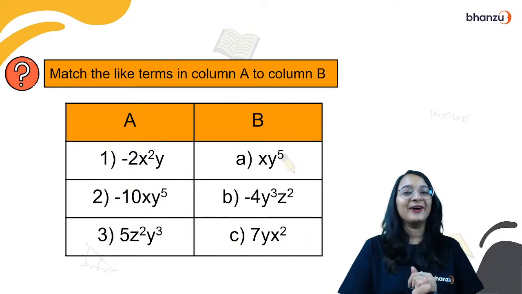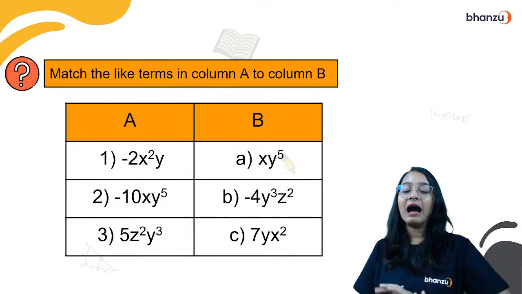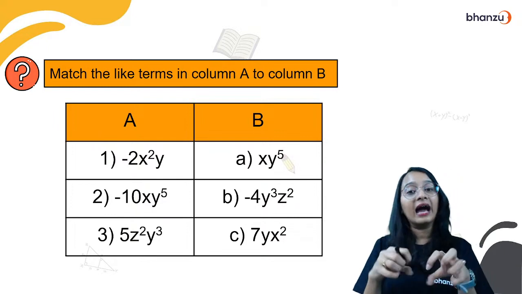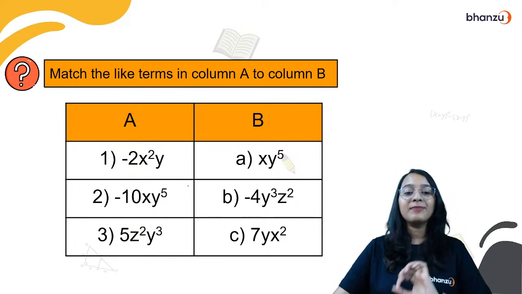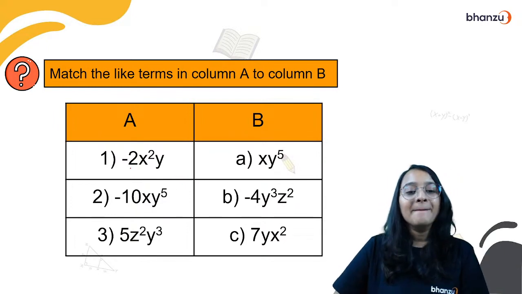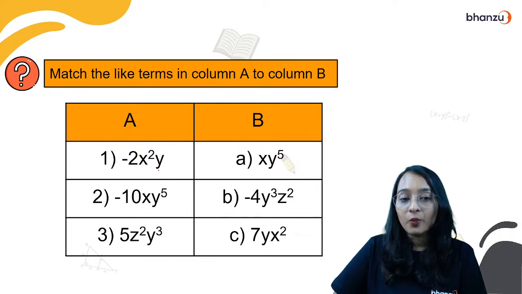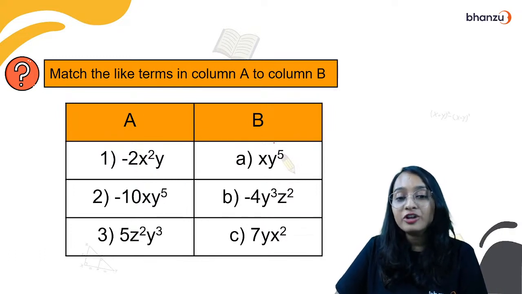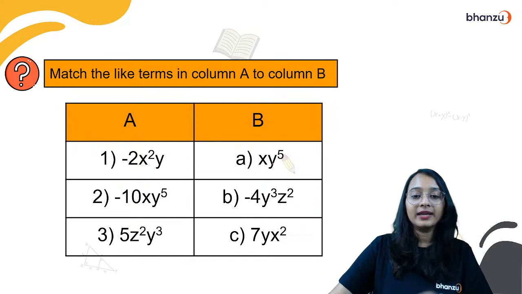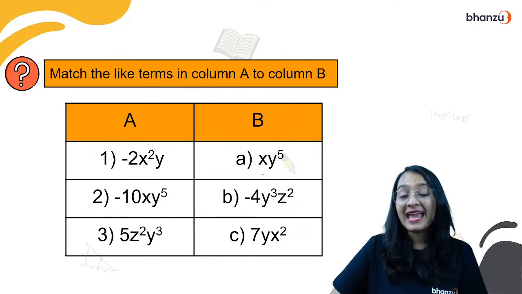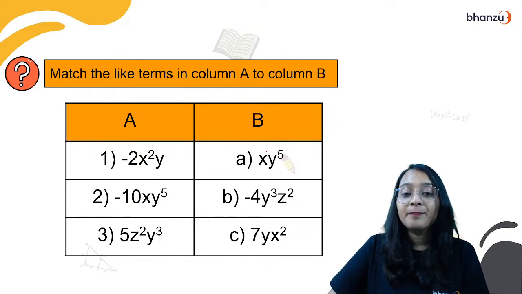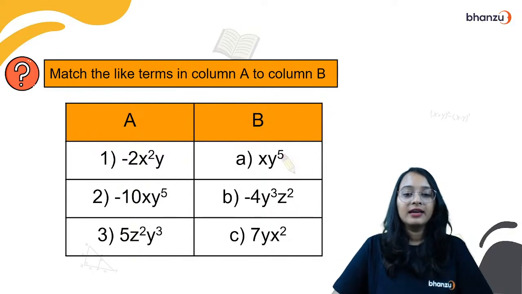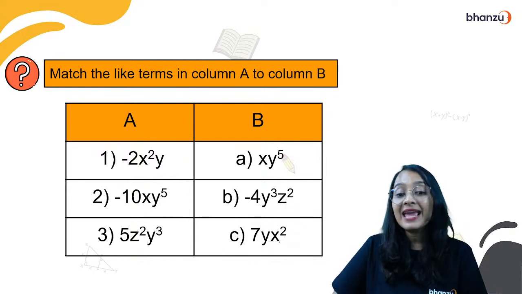All right. Now, let's talk about what are like terms and unlike terms. Okay? Now, let's match the like terms here. Minus 2x²y. So, where else can you find x²y? Here, no. It's xy to the power 5. The power of x is different. There is no x here. Here it is yx².